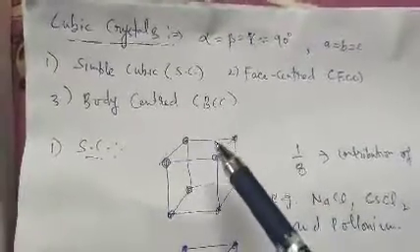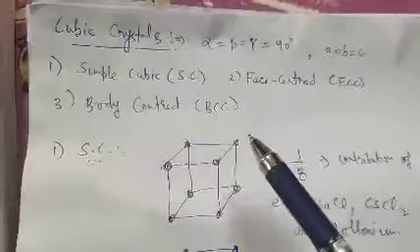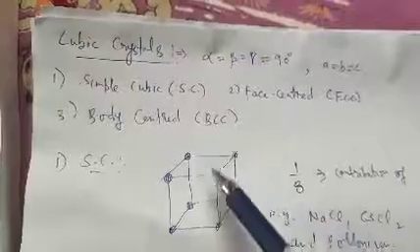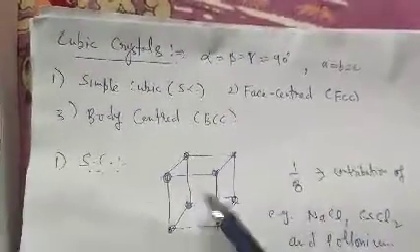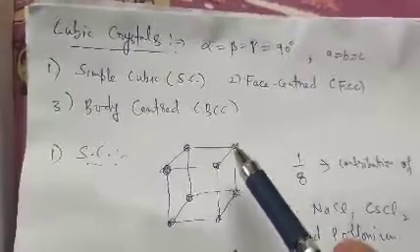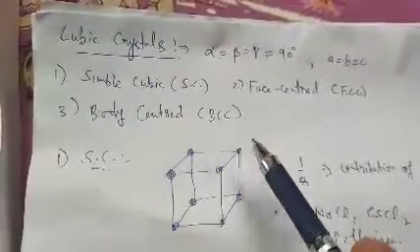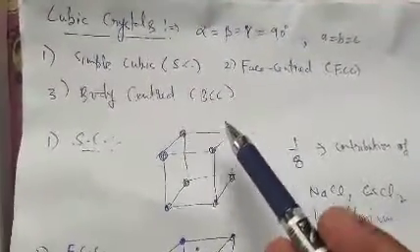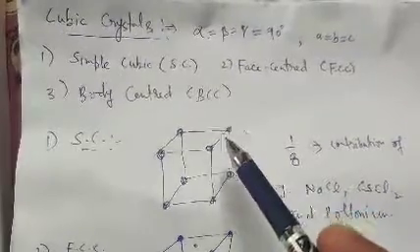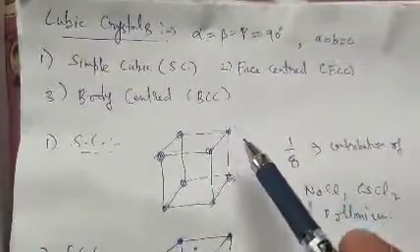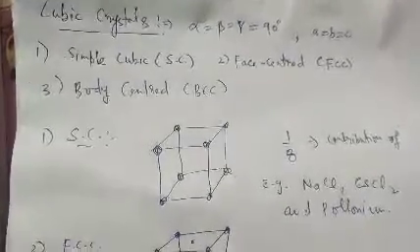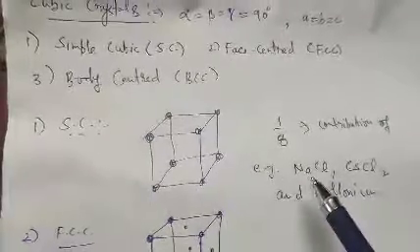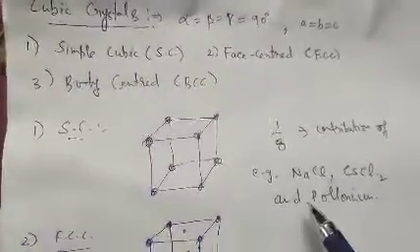Since this unit cell is stacked in 3 dimensions, there will be a unit cell in the upper direction, in the right direction, in the left direction, in the downward direction. Therefore each corner atom is shared by 8 unit cells. So the contribution of the atom at this corner of the unit cell to this unit cell is 1/8. Examples of simple cubic systems are sodium chloride, cesium chloride, polonium, etc.